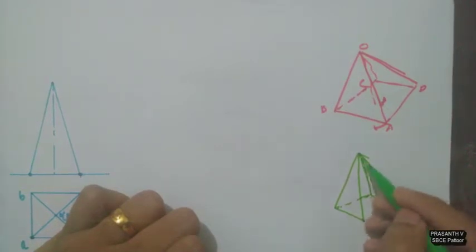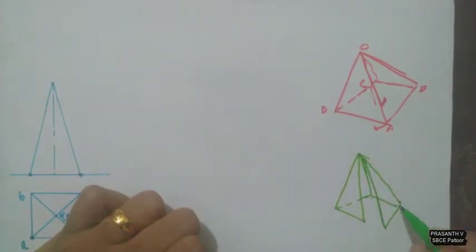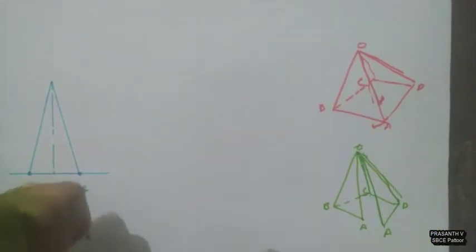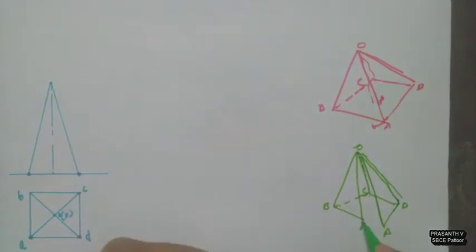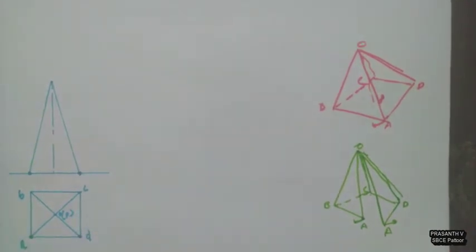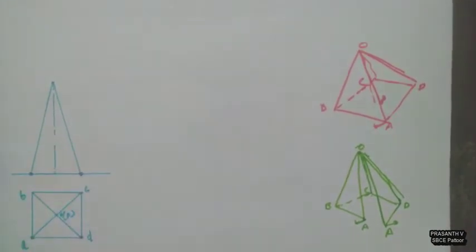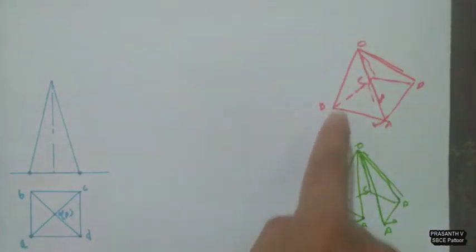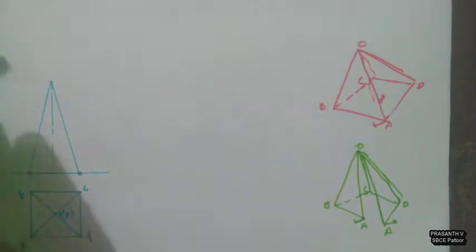You can see the development of the pyramid will be something like this. This is A, B, C, D, again A. This point is apex. When we develop, this is a complete two-dimensional form, we will get a flat surface. So I will draw it here. For that, all the slant edges in development should be true length. That's one important thing you have to remember.